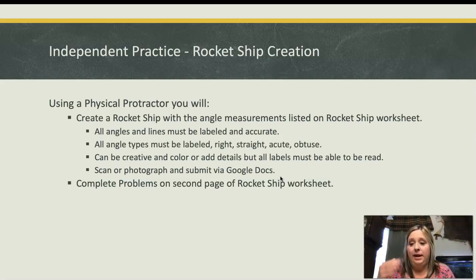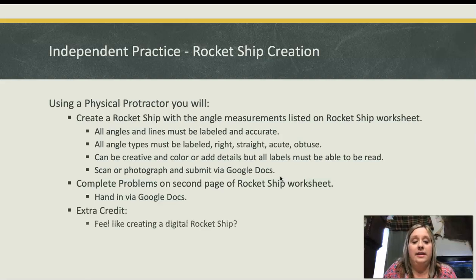Then there's a second page that has a lot of finding these measurements using the angle pairs we just discussed. And I know that's new. Okay, so you're going to hand both of those in via Google Docs. And if you really like that digital creation, you can do it as a separate assignment for 5 bonus points. Just gives you extra practice measuring, and there's nothing wrong with extra practice because practice makes perfect.